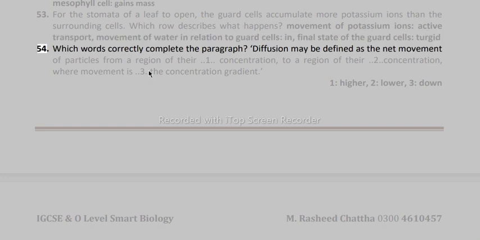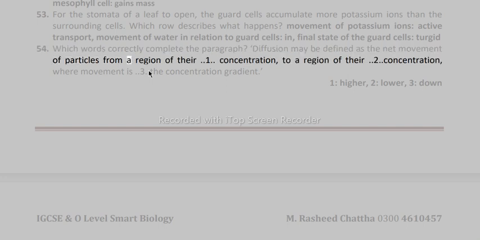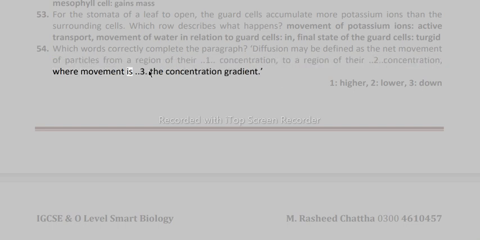Movement of water in relation to the guard cells, in the final state of the guard cells: turgid. 54. Which words correctly complete the paragraph? Diffusion may be defined as the net movement of particles from a region of their 1 concentration to a region of their 2 concentration where movement is 3 the concentration gradient. 1. higher, 2. lower, 3. down.